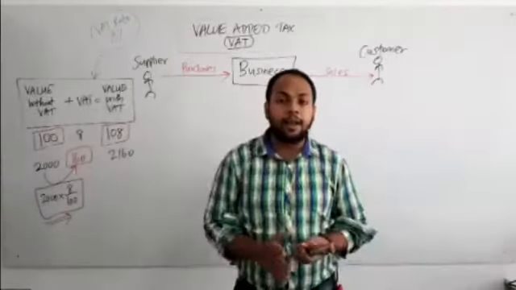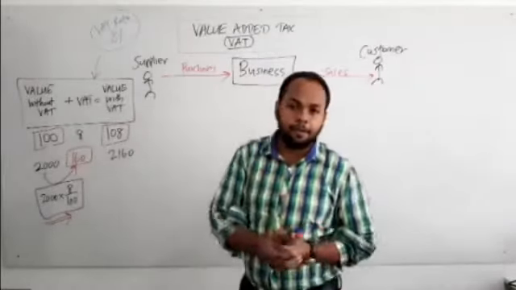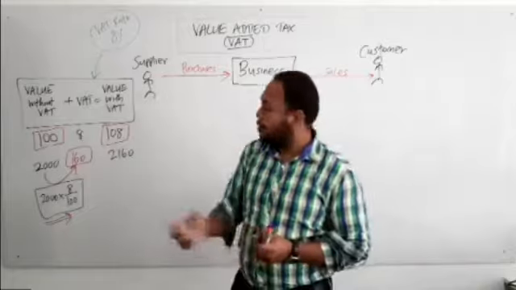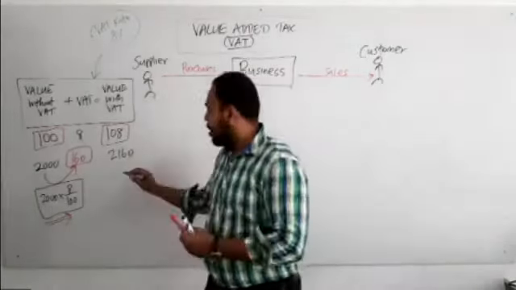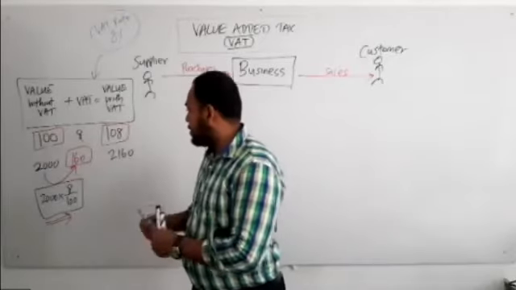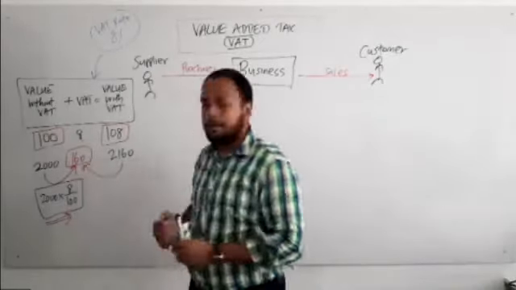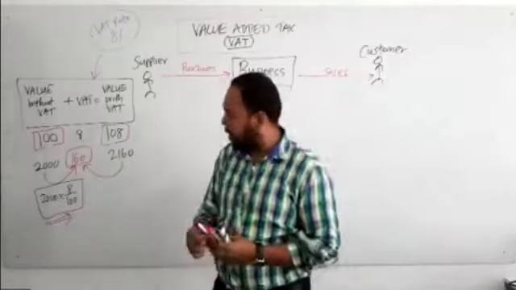Then let's assume that the VAT rate is given as 8%. You have this value with VAT, and from this you are going to calculate the VAT. How do you calculate?